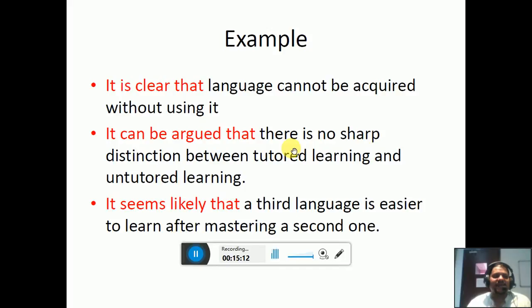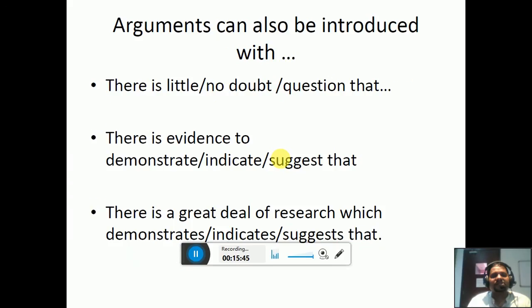Here are some examples. In the example you can see, it is clear that, this is the introducing phrase. A language cannot be acquired without using it. So all in red are introducing phrases. And the next example here: it can be argued that there is no sharp distinction between tutored learning and untutored learning. It seems likely that a third language is easier to learn after mastering a second language. Okay, let's move on to the next phrases to introduce your argument.